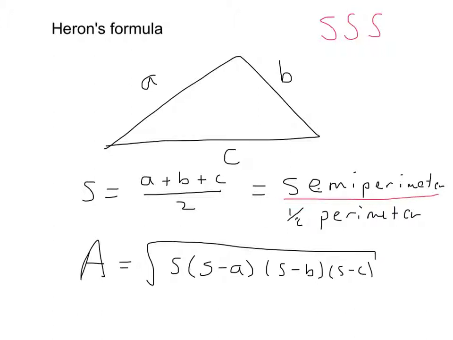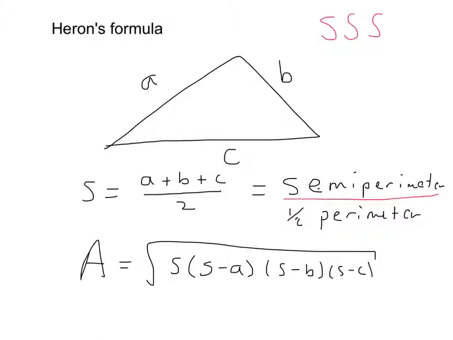So you probably know how to find the perimeter. You just add up the three sides. To find the semi-perimeter, you add up the three sides and you divide by 2. So it's half the perimeter. Semi is a prefix that generally means half.